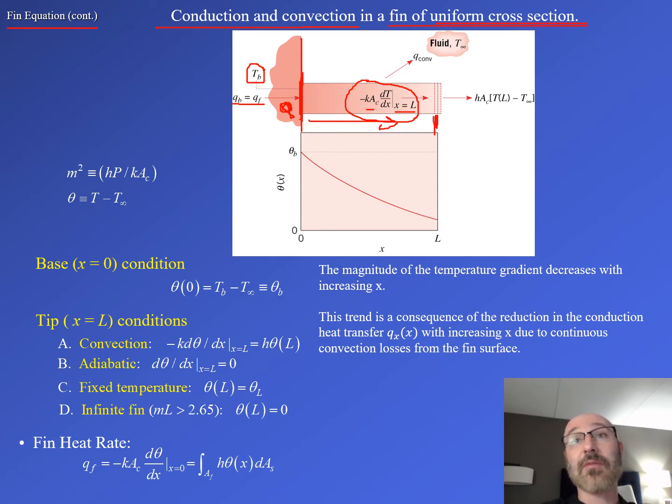Now we can also see we have our convection term over here. We have h times A sub C, that cross-sectional area, times the temperature difference between the temperature at the tip, when x is equal to L, minus the temperature of our surrounding fluid, which is our T sub infinity. Now within this we can see that the magnitude of the temperature gradient decreases with increasing x. This trend is a consequence of the reduction in the conduction heat transfer, q_x of x, with increasing x due to continuous convection losses from the fin surface.